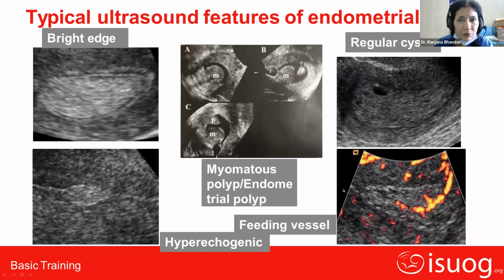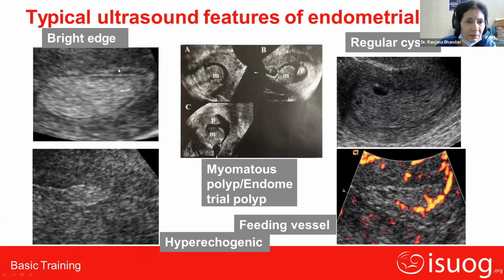Now come to the endometrial polyp. The endometrial polyps are those which are arising from anywhere in the endometrium. Endometrial polyps have bright edges. See, this is the bright edge of the endometrial polyp. Why is there a bright edge? Because this is the endometrial cavity, and this is the interface between this and this.